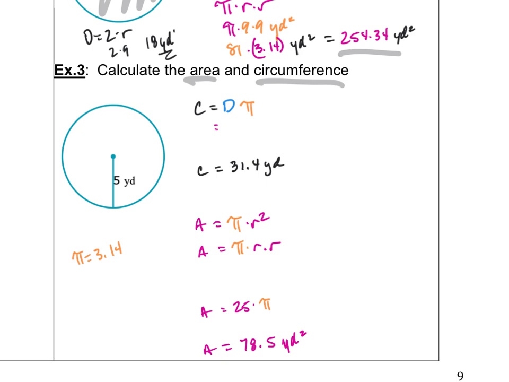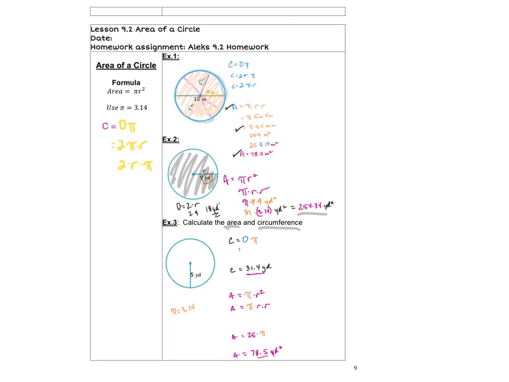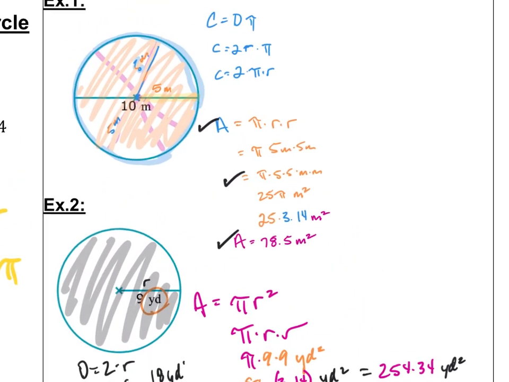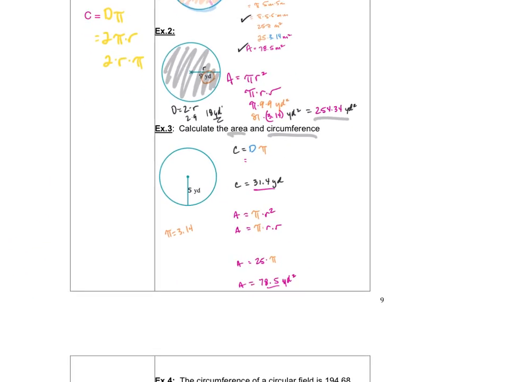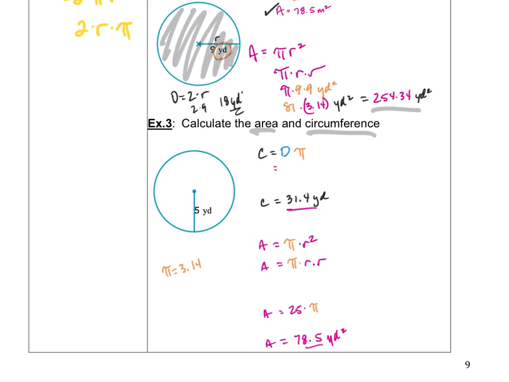All right. As you look at this, you should have gotten that the circumference is going to be 31.4 yards, and the area is going to be 78.5 yards squared. Now, that should look familiar, right? Because we did one with the diameter being 10. You should have noticed that your diameter for this is 10, because if you go all the way across, that's 5 and then another 5 yards. So the diameter for this thing is 10 yards.